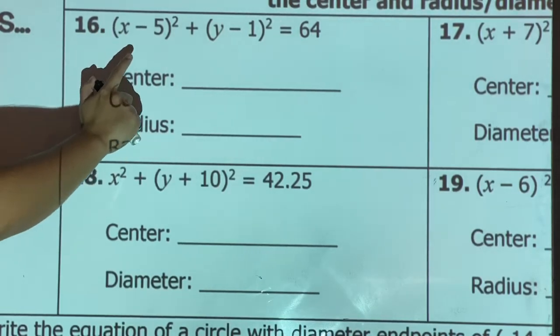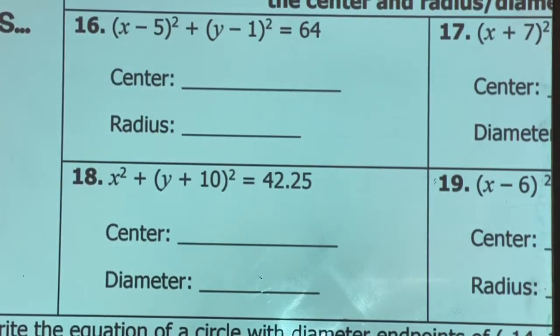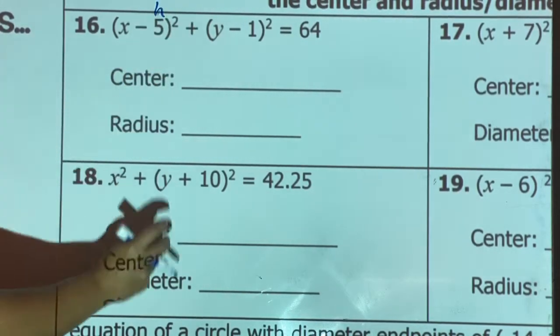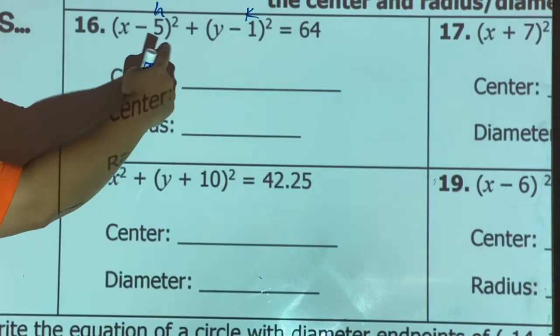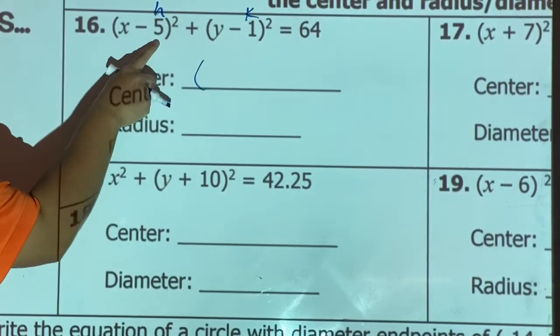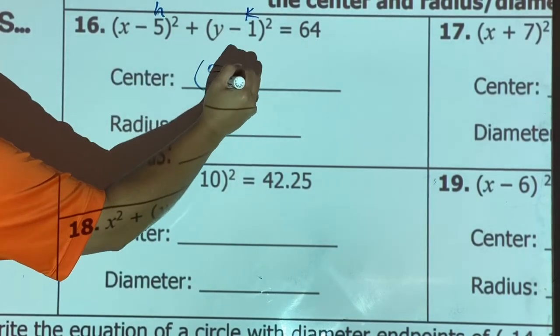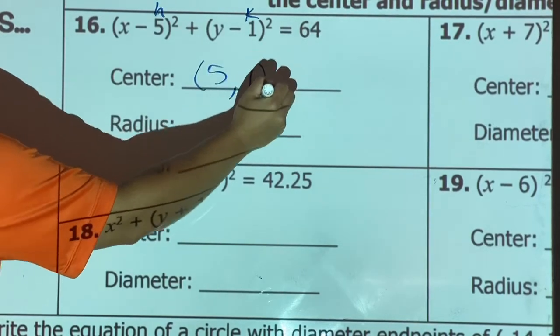So what you want to do is for the center, remember it's always x minus h and then y minus k. So we know that h and k are my center points. So h would be 5 and k would be 1.